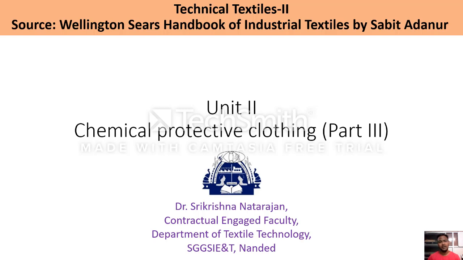Then in the second lecture, we discussed in detail about chemical and biological protection and the type of materials that have to be used. We discussed permeable, semi-permeable and impermeable materials. Then we discussed the importance of seam construction for chemical protection. So far we have discussed the materials, fiber selection, seam construction, and the garment details. But in today's lecture, we are going to discuss exclusively the evaluation of chemical protective clothing.